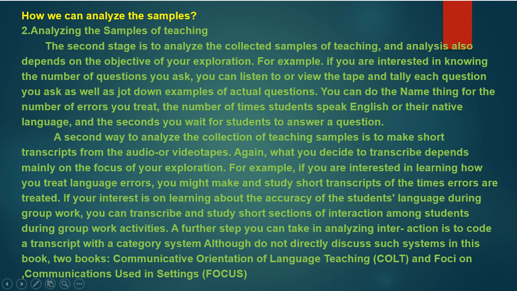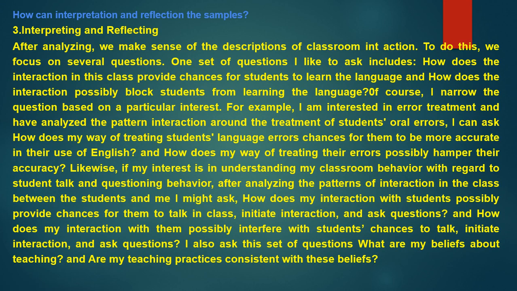If you are interested in learning about the accuracy of the students' language during group work, you can transcribe and study short sections of interaction among students during the group work activities. A further step you can take in analyzing the interaction is to code transcripts with a category system, although we do not directly discuss such systems in this book or two books: communicative orientation of language teaching and focus on communication use in setting.